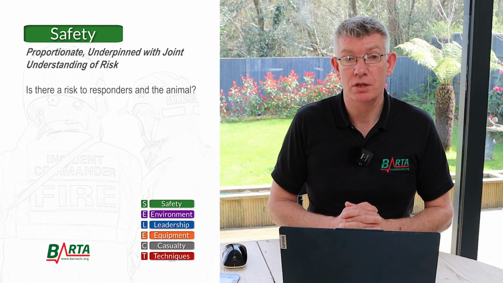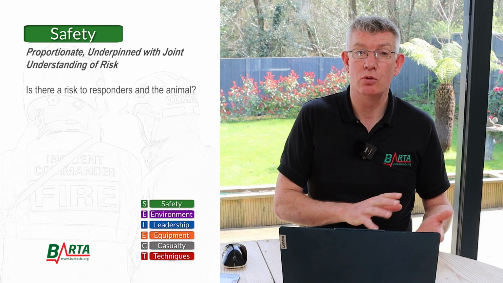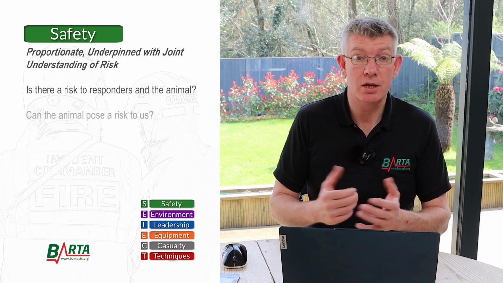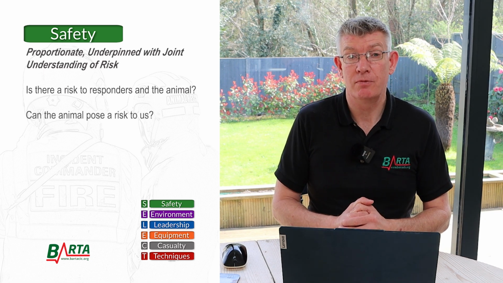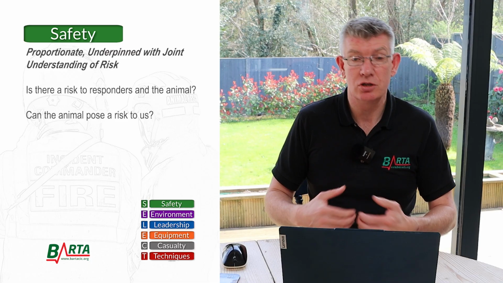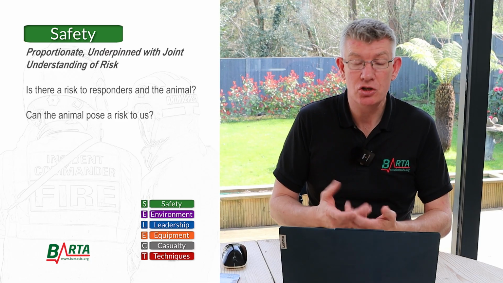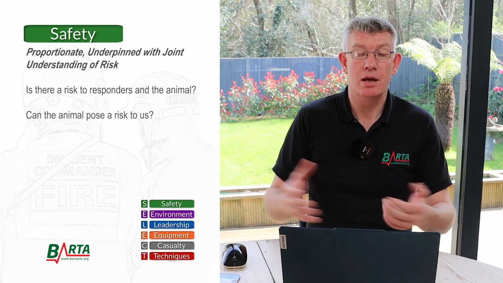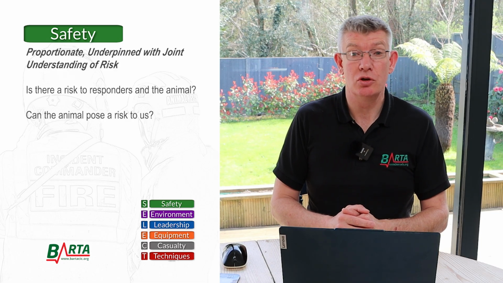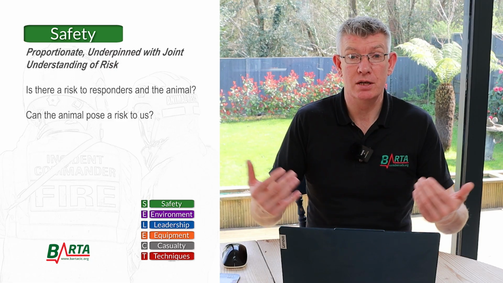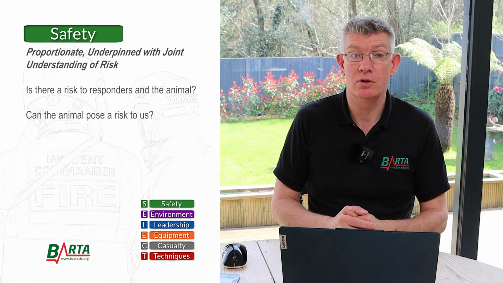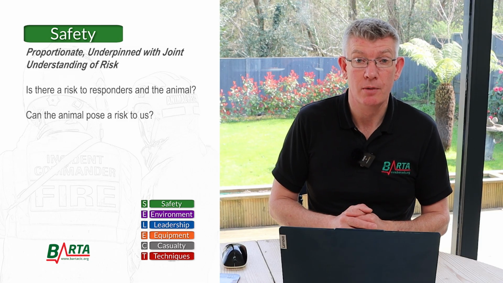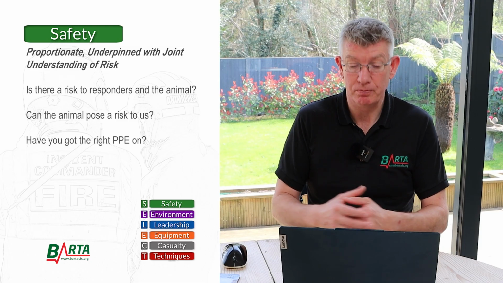Now, any dog that's in distress, even though it's a companion animal and relatively low risk on the scale, will potentially pose a risk to us if we try and intervene with it. If it's anxious, if it's injured, if it's disorientated, if we're entering its environment, then we will expect an animal to defend itself or defend its space. So be prepared for an animal, even though you're there to help it, to potentially not recognise your help and to bite you. So making sure that we've got the right PPE on.